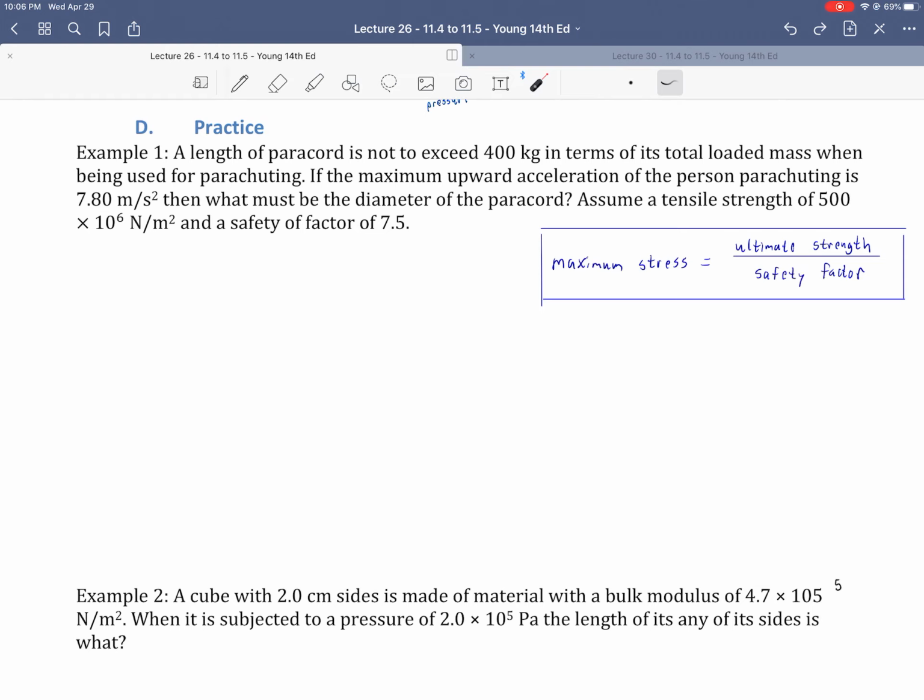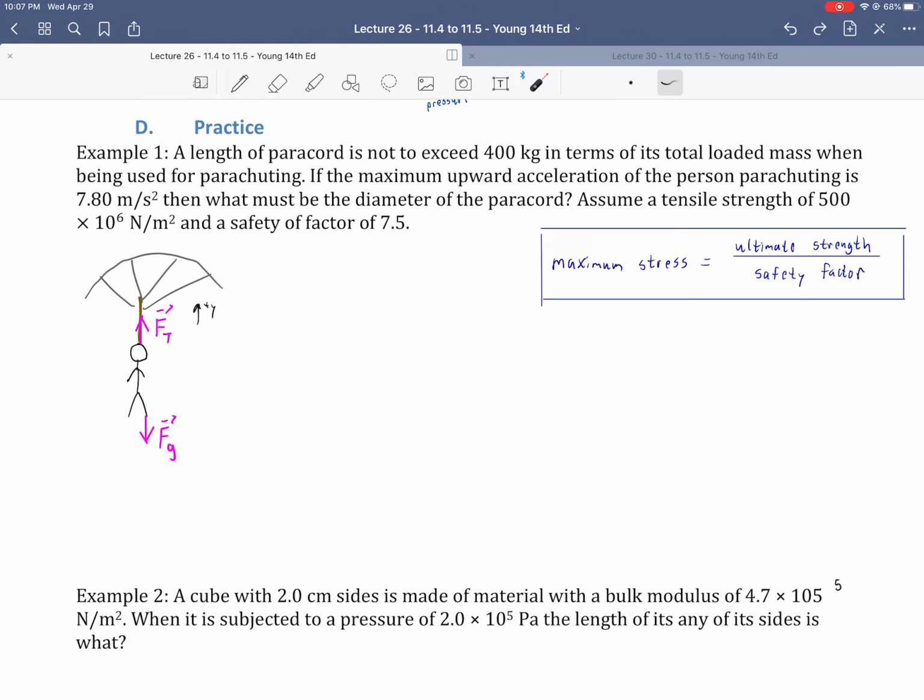And the idea is you don't want to design things to really be operating at their ultimate strength, but instead at some fraction of that ultimate strength. In this case, you're dividing by 7.5. So it's a big amount, right? You don't want to even come close to the ultimate strength.